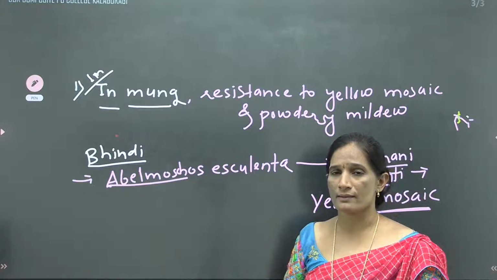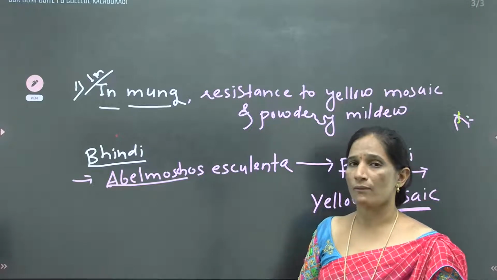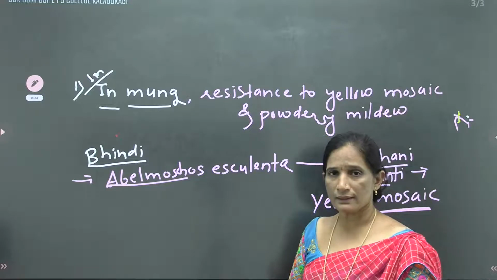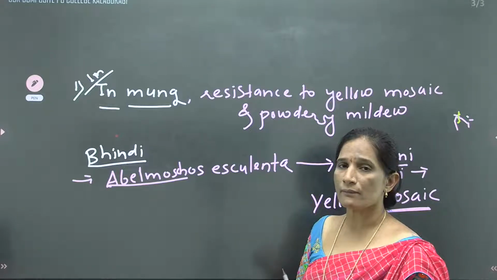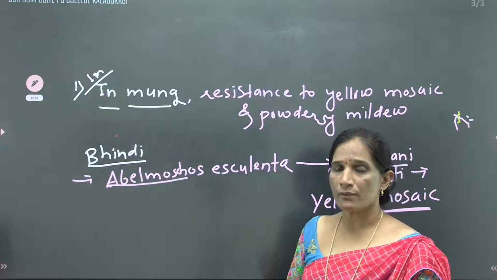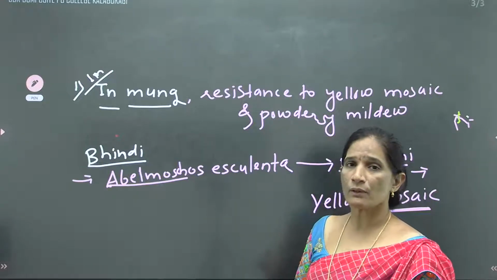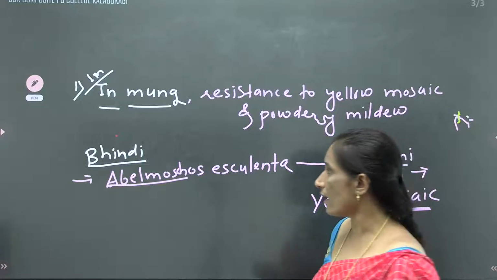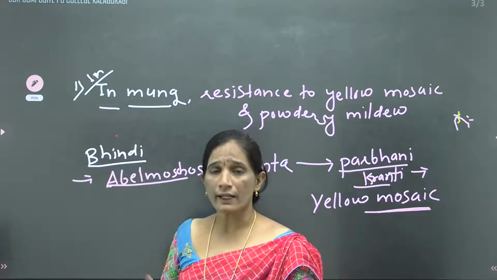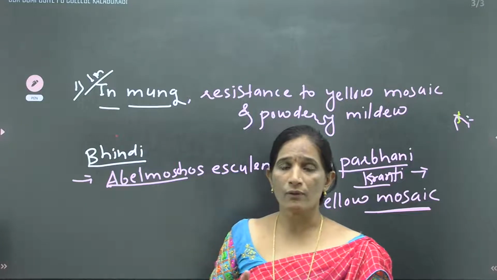In the mung bean is resistance to yellow mosaic and powdery mildew, and name the variety of bhendi which is resistant to the yellow mosaic, that is the Parvane Kranti. Is it clear? So this is the brief introduction about the methods of breeding for disease resistance. Is it clear? After this, we will go to the next one, after the conventional breeding method, the second one is mutation breeding. We'll go to the plant breeding for developing.